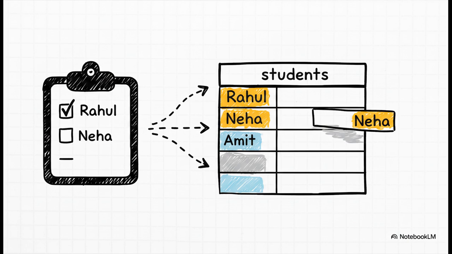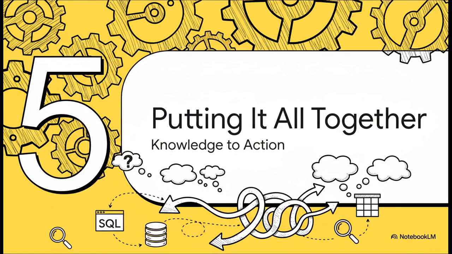And what if you want to find a few specific people at once? You could write a long command like where name equals Rahul or name equals Neha, but there's a much cleaner way. You use the in operator. This just tells the database, hey, show me any student whose name is found inside this list I'm giving you. It's way more efficient.